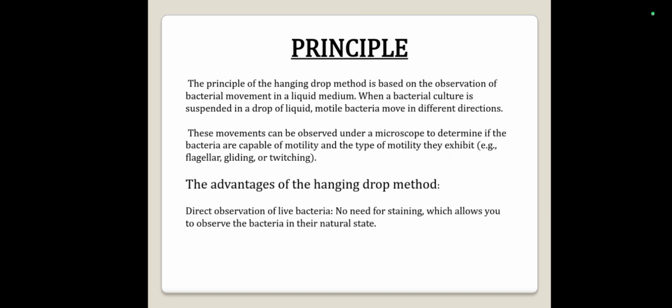Principle. The principle of the hanging drop method is based on the observation of bacterial movement in a liquid medium. When a bacterial culture is suspended in a drop of liquid, motile bacteria move in different directions. These movements can be observed under a microscope to determine if the bacteria are capable of motility and the type of motility they exhibit. The advantages of the hanging drop method: direct observation of live bacteria, no need for staining, which allows you to observe the bacteria in their natural state.